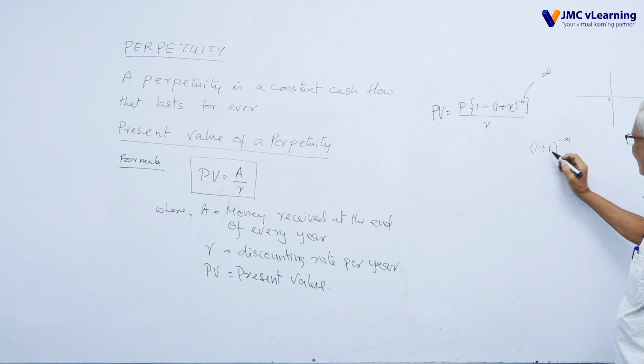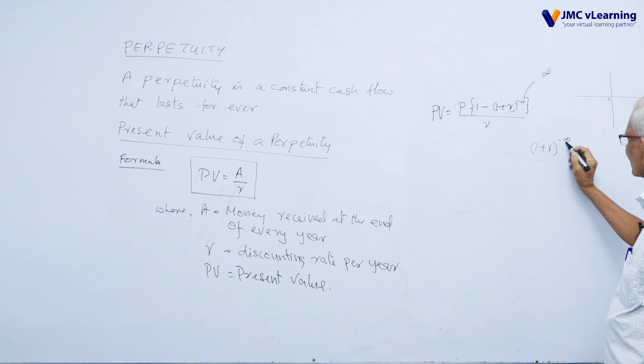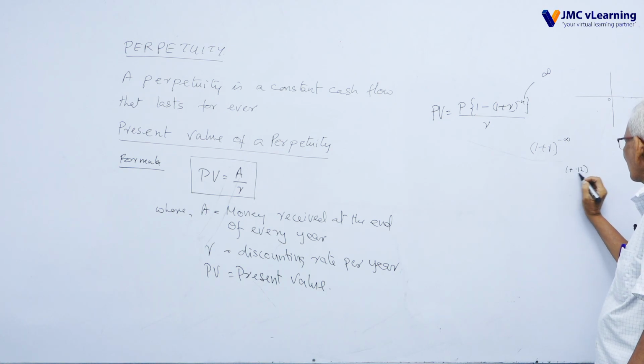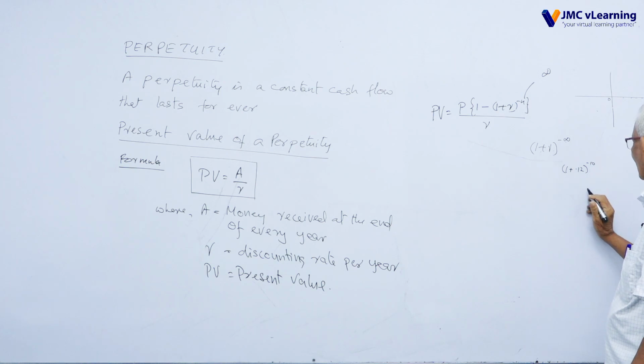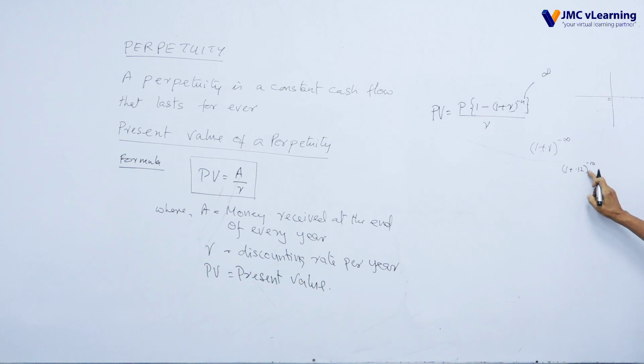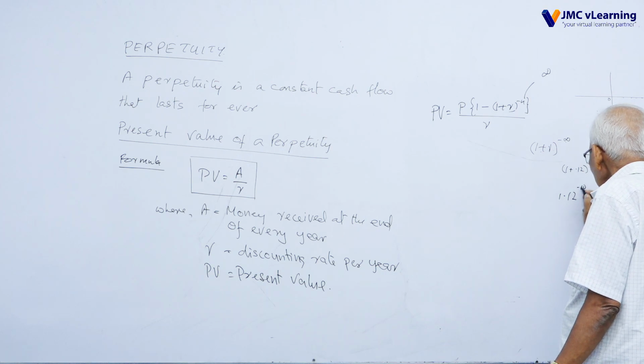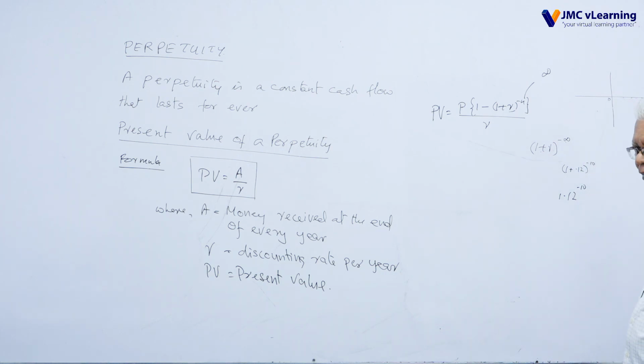Now 1 plus R to the power minus infinity. Up here, 1 plus 0.12 to the power minus 10. You can find this one: 1.12 to the power minus 10. 1.12 to the power minus 100 you can find out. 1.12 to the power minus 1000. When this number increases, what will happen to the value? Calculate 1.12 to the power minus 10.